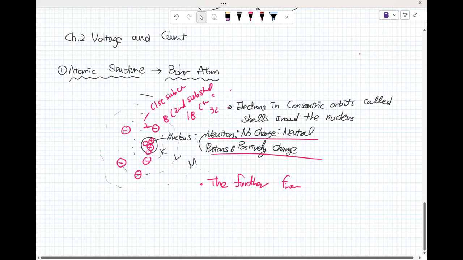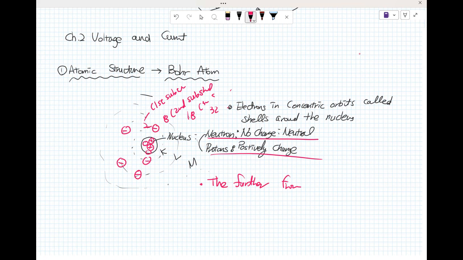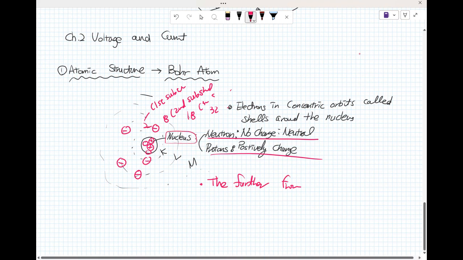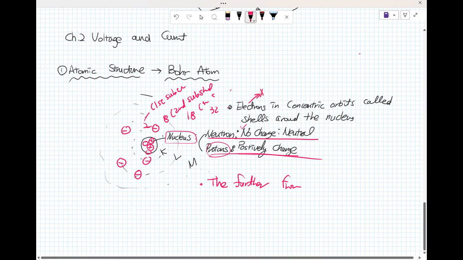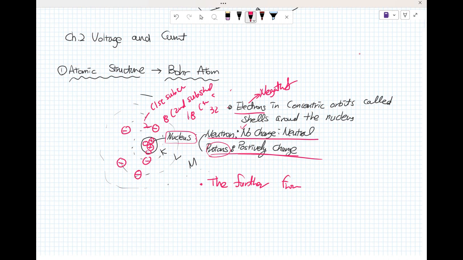So now we're going to learn about voltage and current for chapter 2. First of all, we're going to learn about the Bohr atomic model, which explains atomic structure. It consists of neutrons and protons in the nucleus. The neutron has no charge, it's neutral. The proton is positively charged. The electron is negatively charged, and the electrons are in concentric orbits called shells.